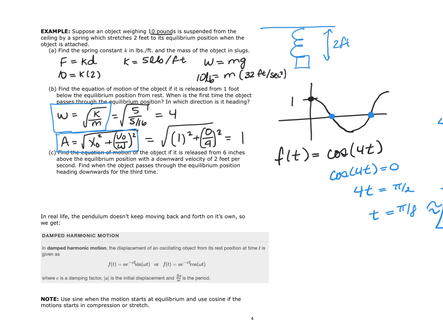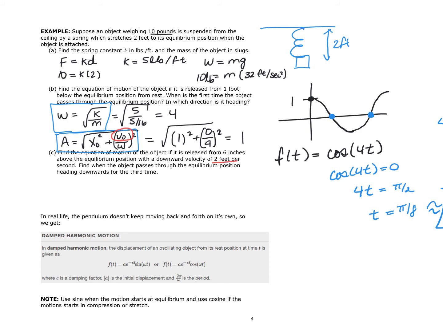Now, this is going to be different because I have this downward velocity. That means this is not going to be 0. Because that's not going to be 0, my amplitude is not going to just be 1 like it was before, because I have a velocity that has to be a part of the conversation. And that's beyond the scope of this class at this point. So we're not going to answer part C at this point.